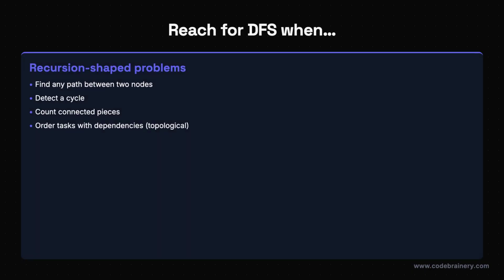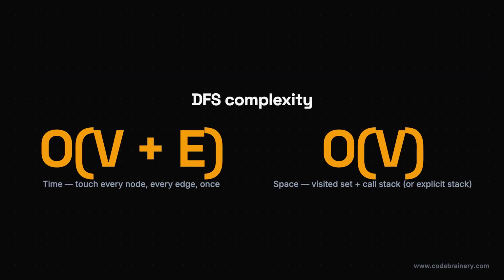Reach for depth first when you need to find any path, or detect a cycle, or count connected pieces, or order tasks with dependencies. Depth first loves recursion-shaped problems. Time complexity? Big O of V plus E, you touch every node and every edge once. Space? Big O of V, for the visited set and the call stack.